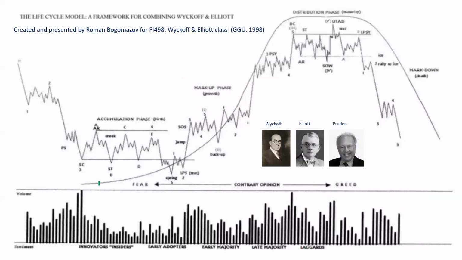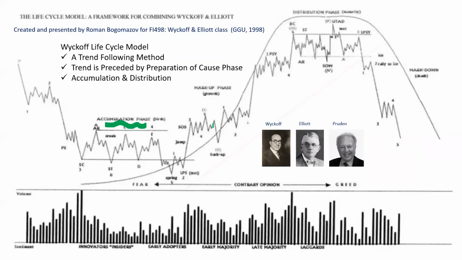Here is the Lifecycle Model. Roman did this years ago. It's absolutely brilliant. You can see it's a little fuzzy because it's a copy of a copy, so to speak. But nonetheless, you should see it because it's really good. The life cycle model has accumulation occurring at a cyclic low. Then you have important markup phases that occur, and the markup phase ultimately concludes with distribution at the top.